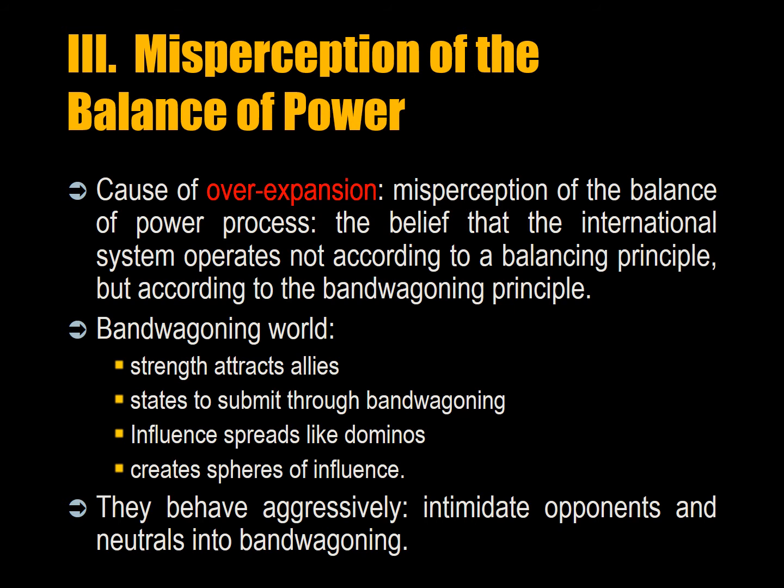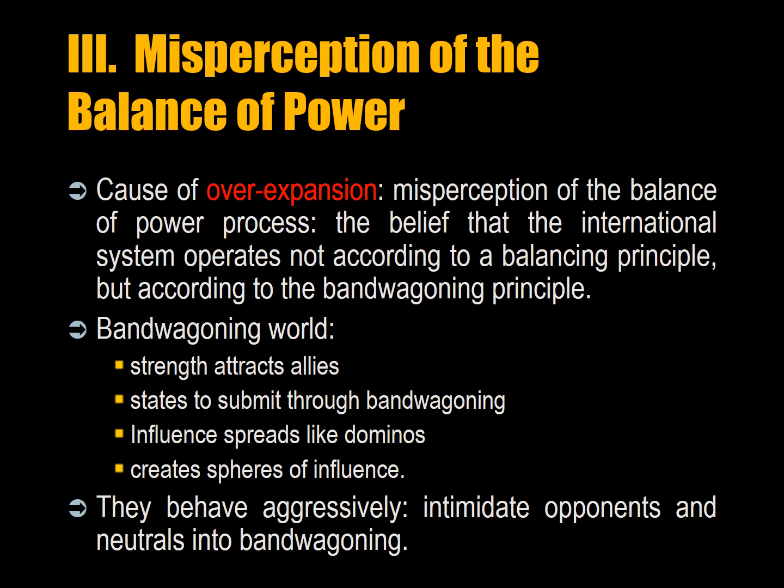Now, a major cause of overexpansion is the misperception of the balance of power. Specifically, there's a belief that the international system operates not according to the balancing principle, but according to the bandwagoning principle. In a bandwagoning world, strength attracts allies. It causes states to submit through bandwagoning. And this then spreads like dominoes and leads to spheres of influence. Louis XIV bullied his neighbors in the Rhineland. Napoleon did the same. Hitler did the same to Eastern Europe.